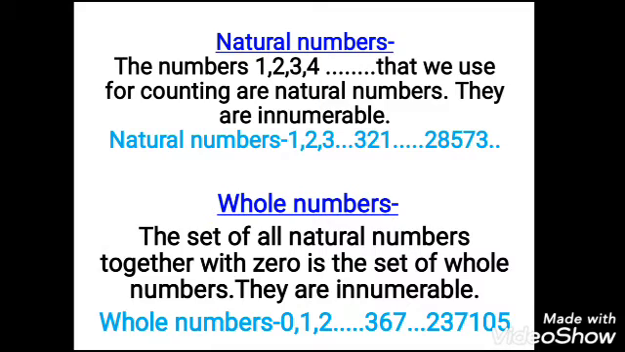The numbers 1, 2, 3, 4 that we use for counting are counting numbers. They are also called natural numbers and they are innumerable. Sometimes we also use 0, but it is not in this list of natural numbers. So, the set of all natural numbers together with 0 is the set of whole numbers.